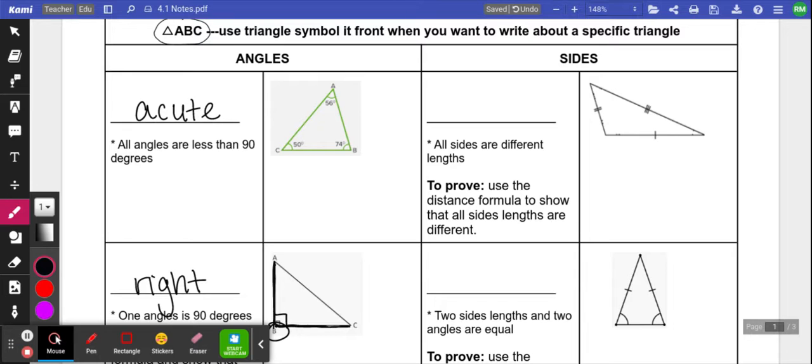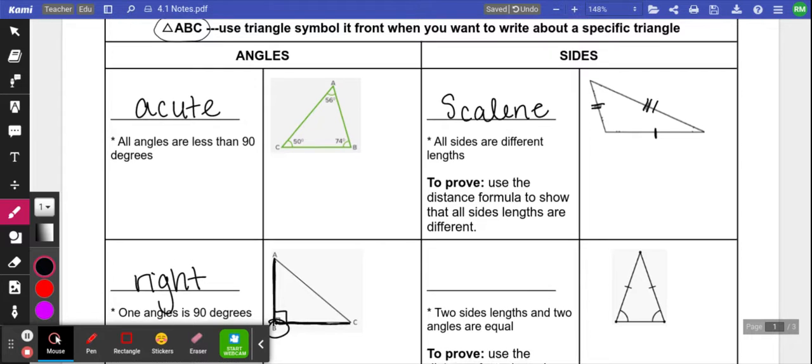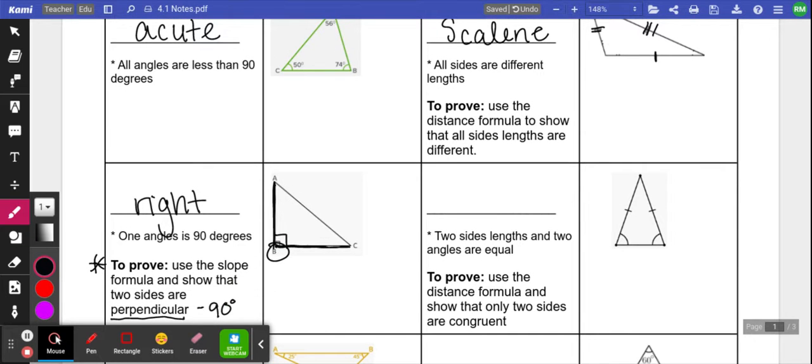On the triangle to the right, you'll notice that each side length is different. I know that because this side has one tally mark, this side length has two, and this one has three. So we call this a scalene triangle, where all sides are different lengths. To prove that, you're going to use the distance formula to show that all side lengths are different. Moving on to the next one.